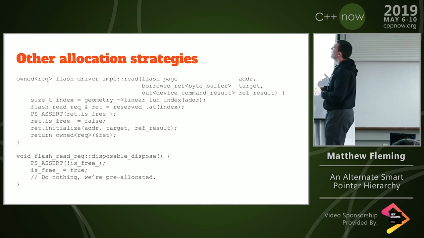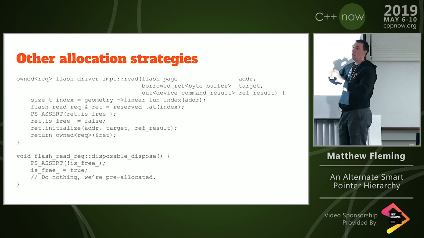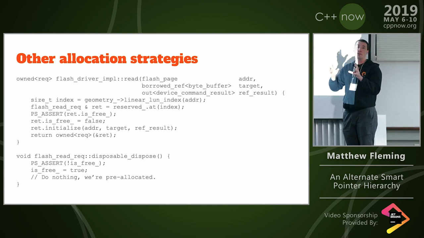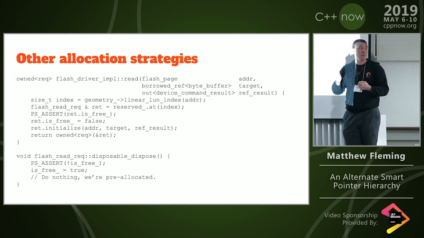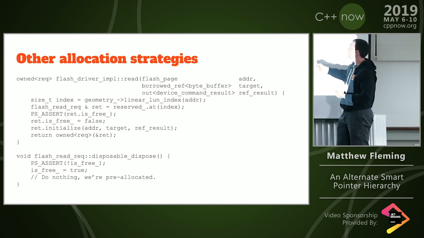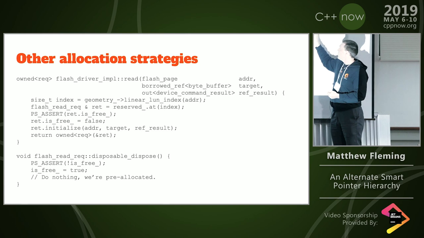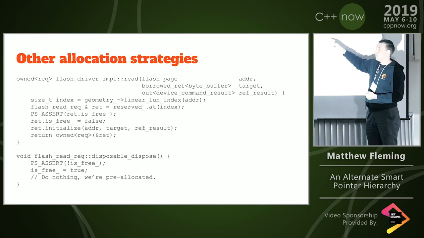So I could say, great, I happen to know that further up, I've already gone and synchronized myself based on the flash LUN I'm going to write to. The hardware itself, the NAND, only allows one command per LUN, so somewhere in my stack I have to synchronize on that. So if I know I'm already synchronized, I could just pre-allocate one of these flash read recs for every single LUN.